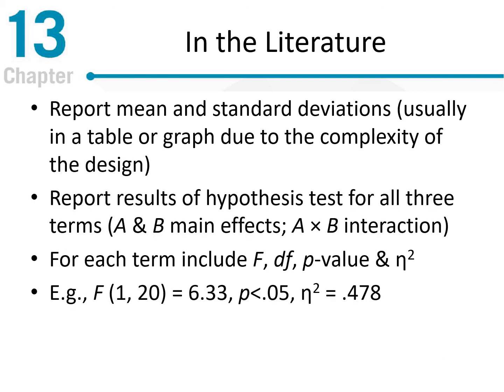If you're reporting this in APA style, you want to put the F, then parentheses with the degrees of freedom for each term, whether it's the main effect or the interaction. Then you put a comma and the within-group's degrees of freedom, which is 20 here, equals the actual F value you obtained, 6.33. If you reject the null, you're going to write p less than 0.05. And then you list the partial eta squared, the effect size, which is moderate to large, 0.478.